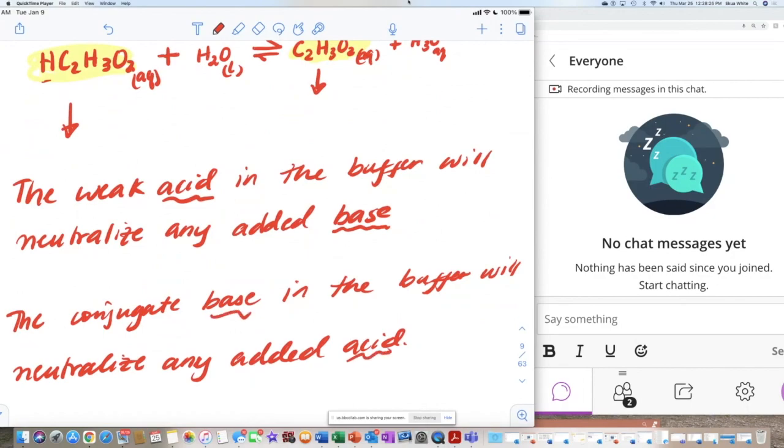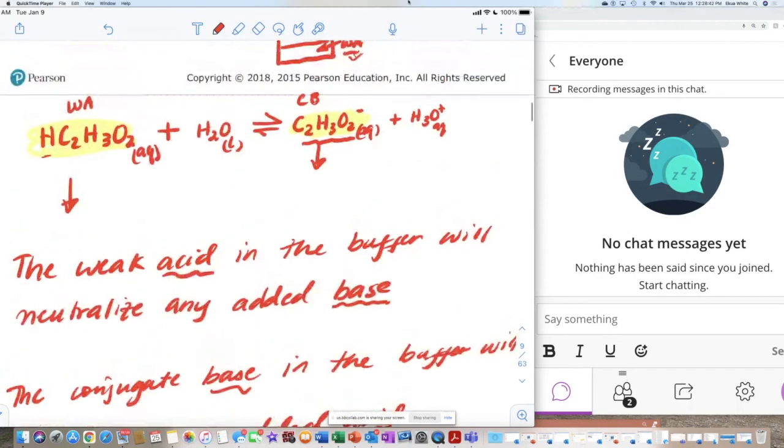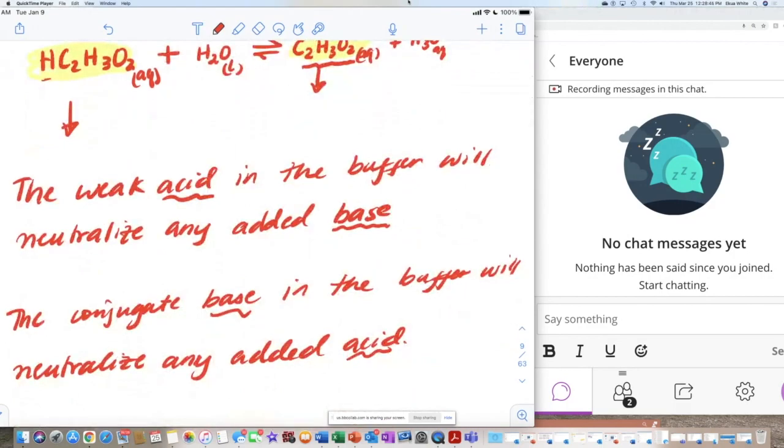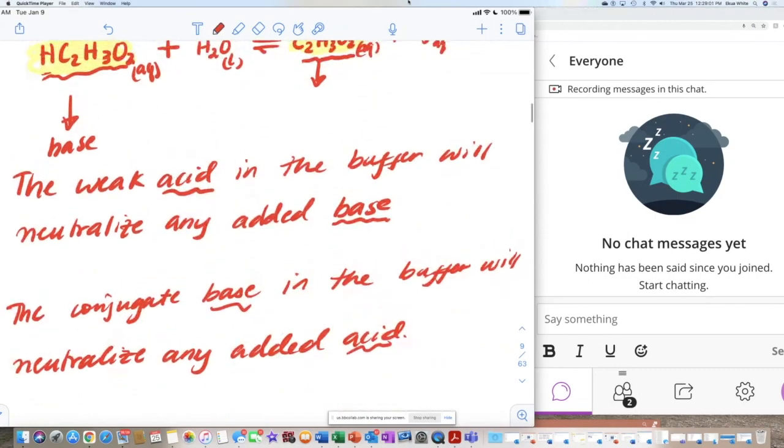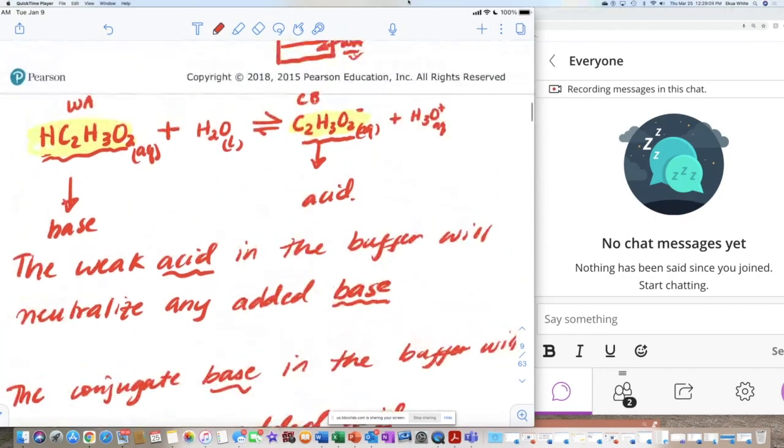Because remember, neutralization is a kind of reaction happening between an acid and base, right? So the conjugate base disarms the acid by reacting with it, kind of like self-sacrifice. So this component will sacrifice itself anytime the threat that's added is an acid, and this component here will sacrifice itself anytime the threat added is a base. So this will react with base, this will react with acid. Okay, and that's how the buffer works.